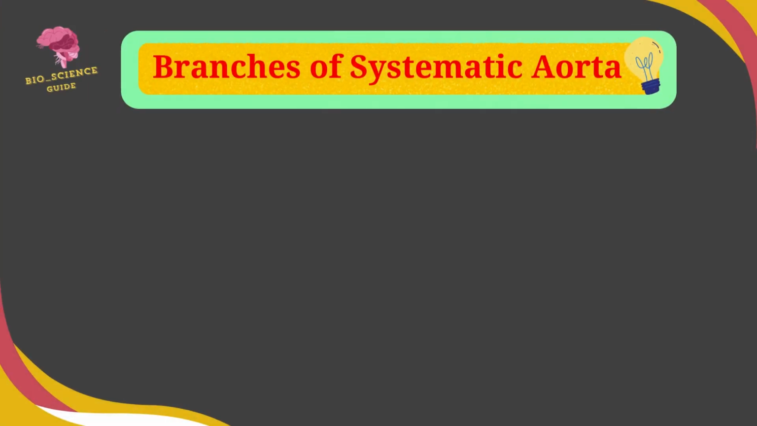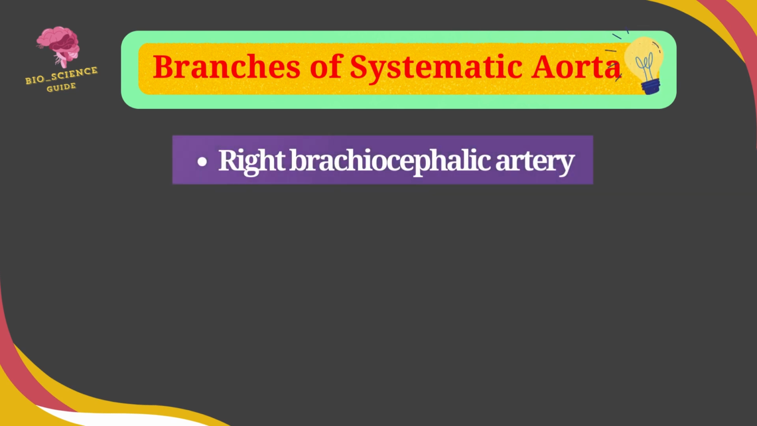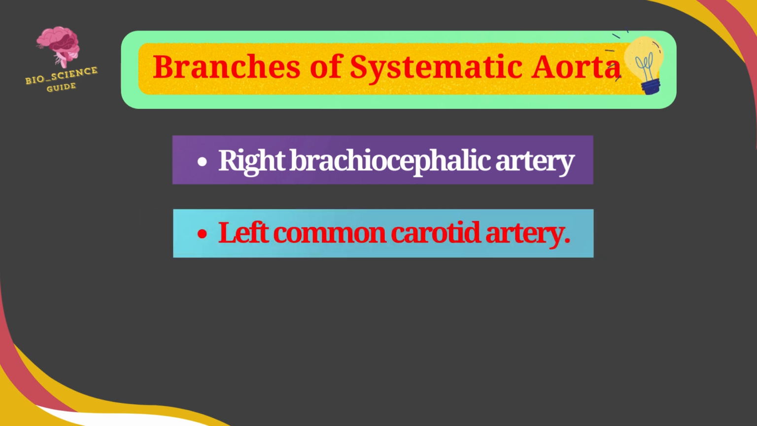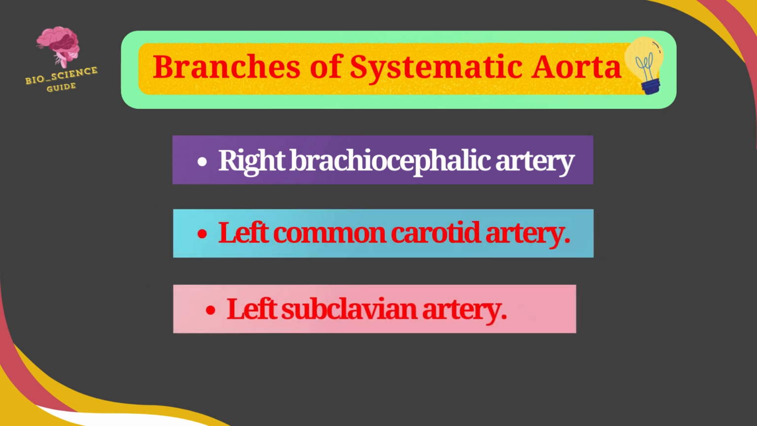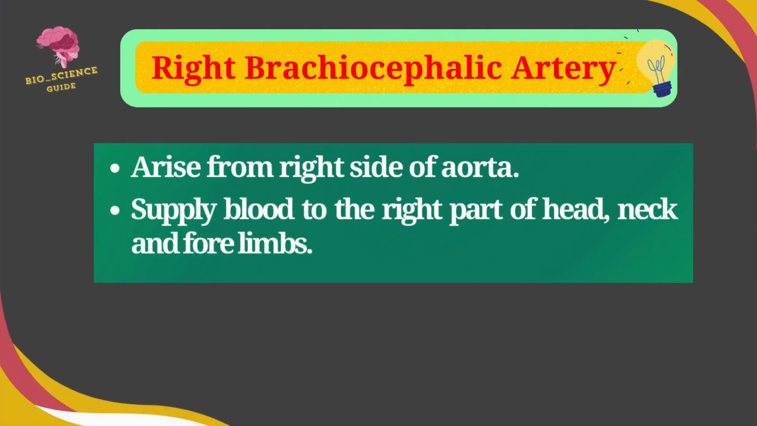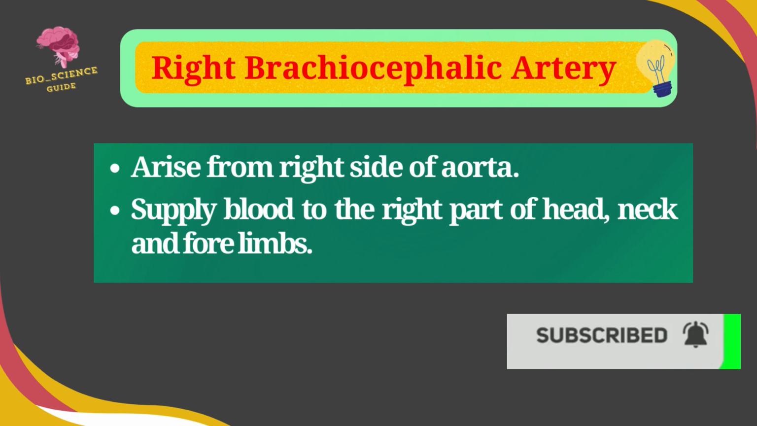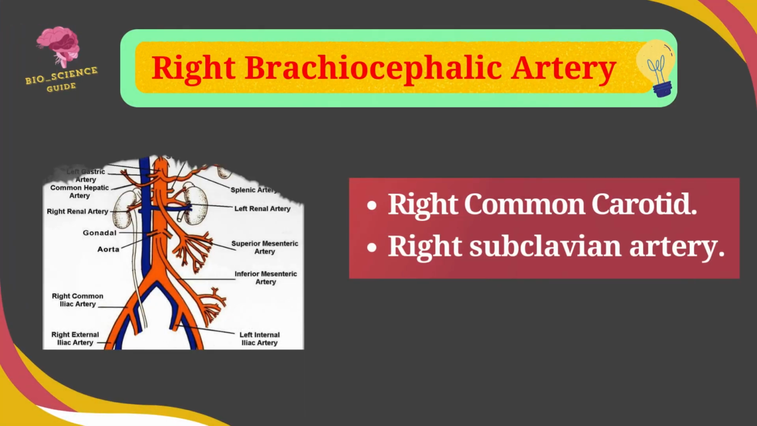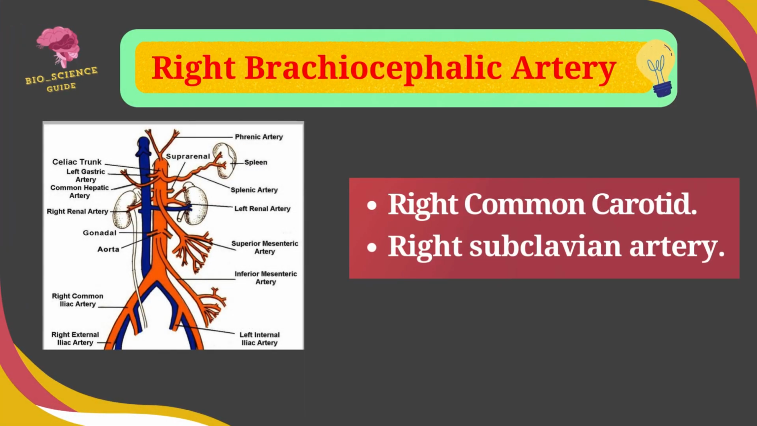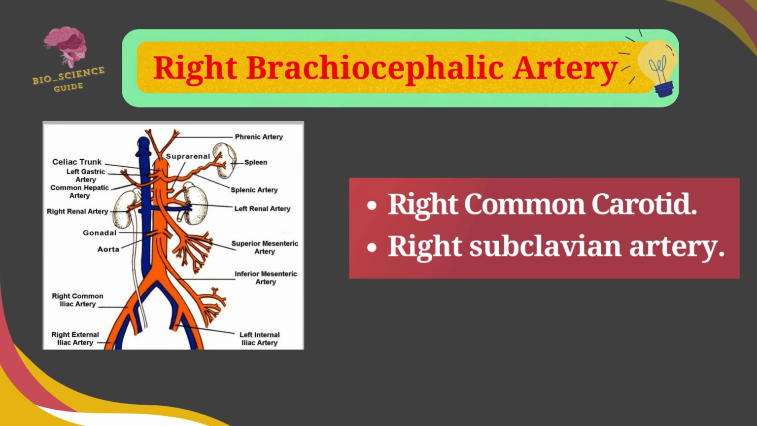The systemic aorta divides into three branches: right brachiocephalic artery, left common carotid artery, and left subclavian artery. The right brachiocephalic artery arises from the right side of the aorta, and it supplies blood to the right part of the head, neck and forelimbs. The right brachiocephalic artery is again divided into the right common carotid and right subclavian artery.